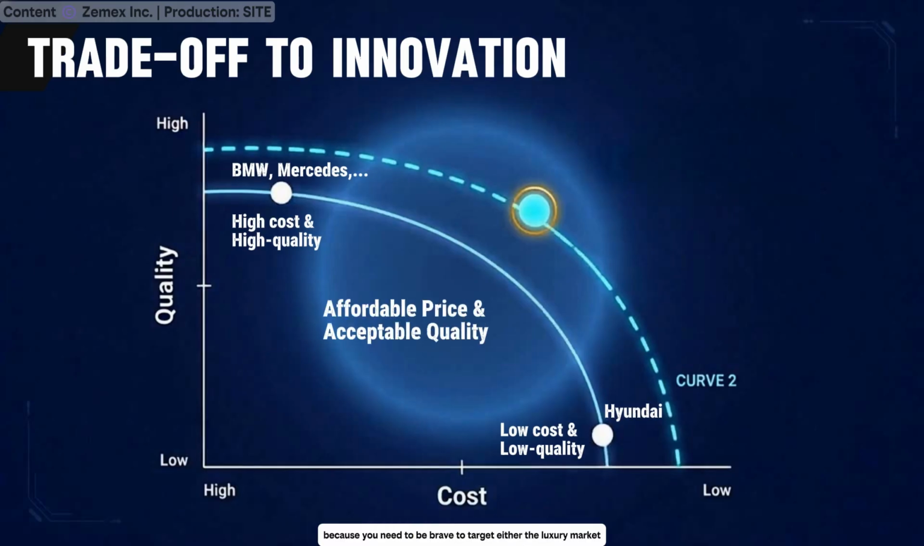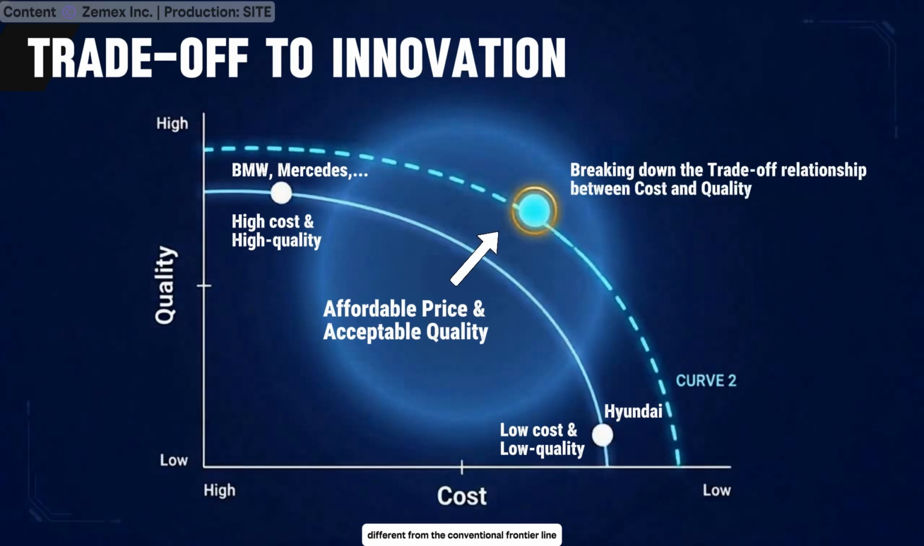Because you need to be brave to target either the luxury market or the low-end market, most companies tend to compete in the middle market, saying that their products offer an affordable price and acceptable quality, resulting in intense competition. If you can find a way to move in a so-called vector direction, such as Toyota, for example, they can create a new competitive frontier line, different from the conventional frontier line.